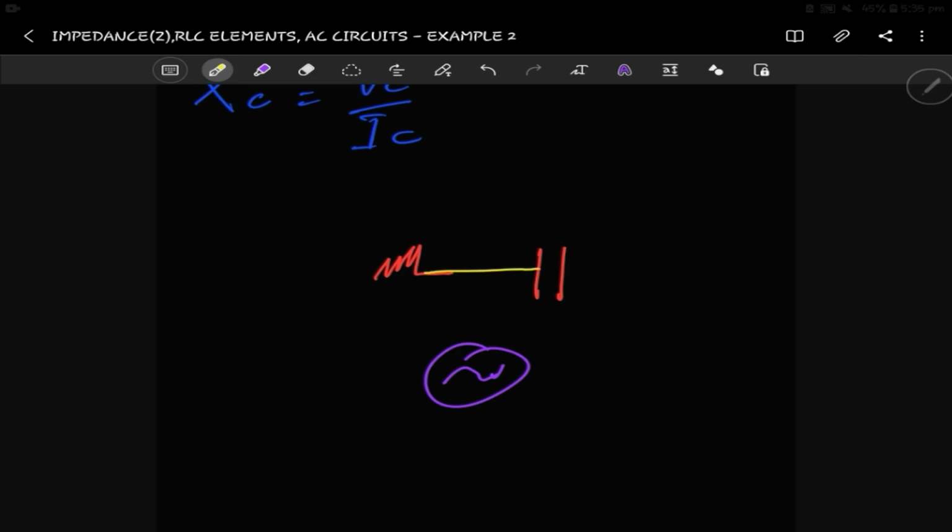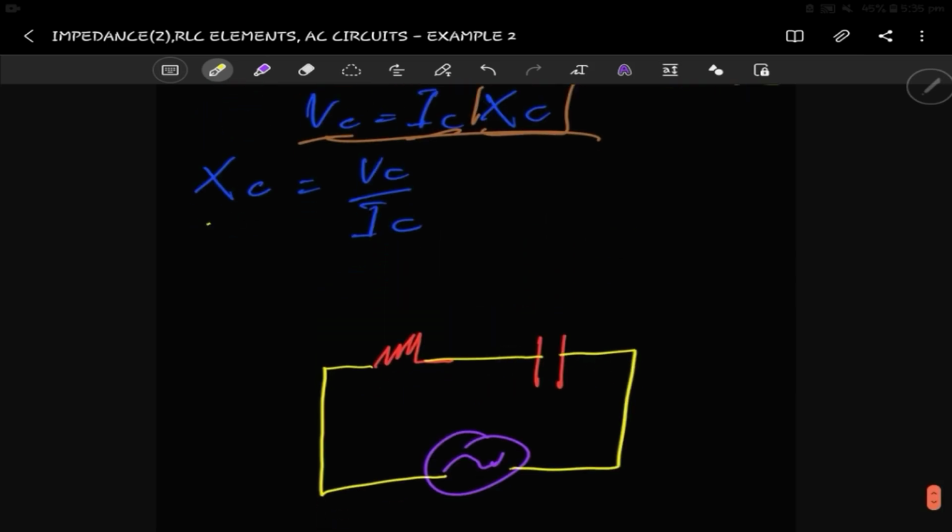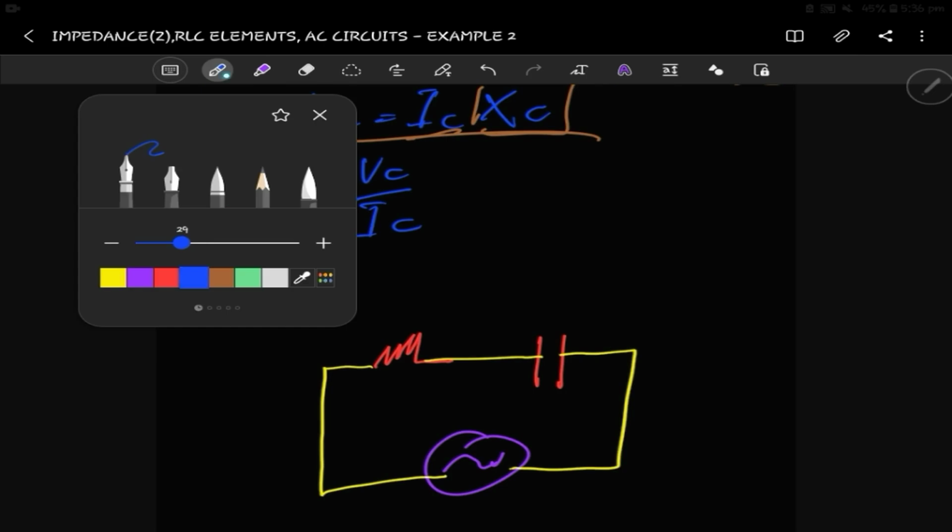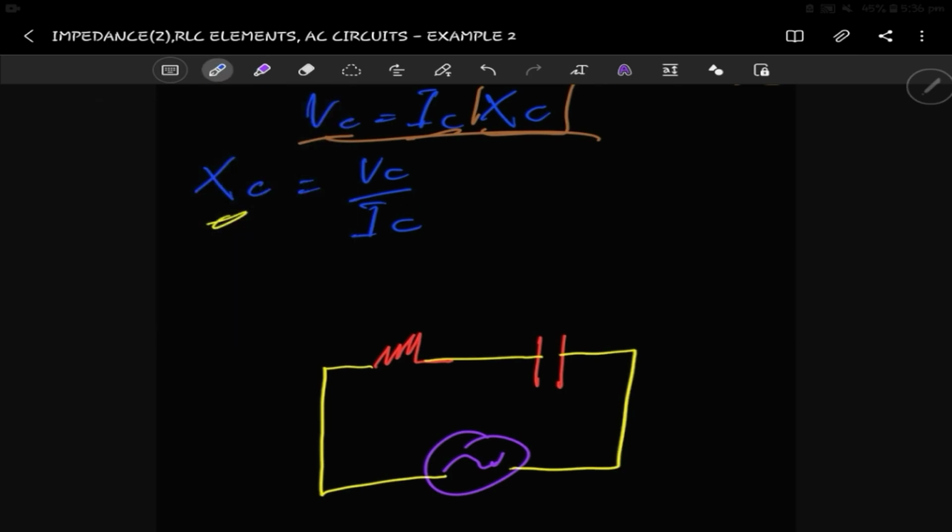Okay, so we have this. Now we are supposed to find X_C, but we have some things that we need to find. We need V_C and I_C. Clearly, if there's a voltage source and the current is moving, let's say it's moving this way, the same current passes through this, so that will mean that I_R is equal to I_C. But if it's voltage, there'll be a voltage drop, right?